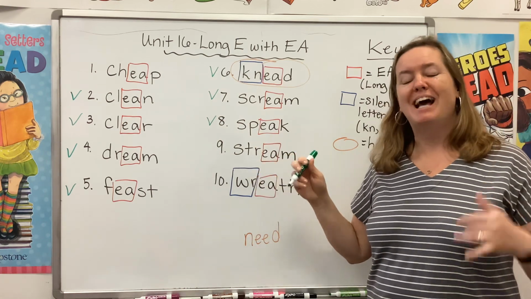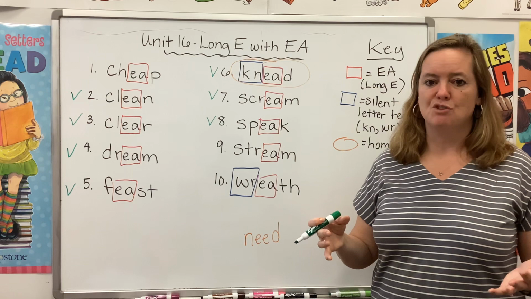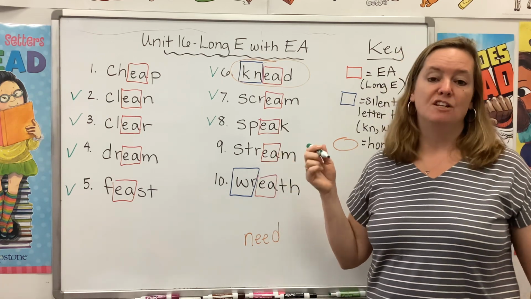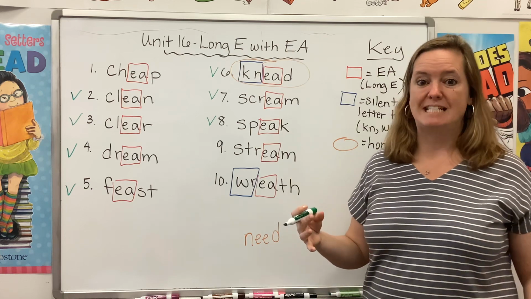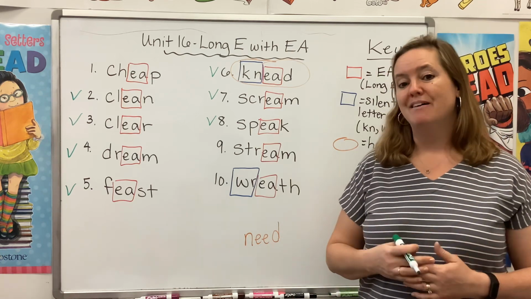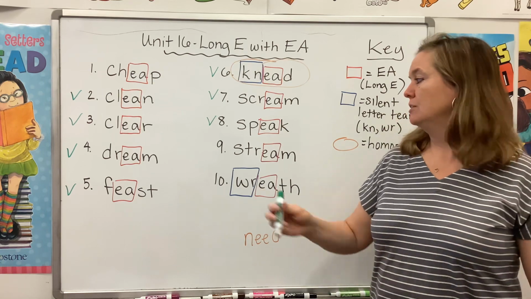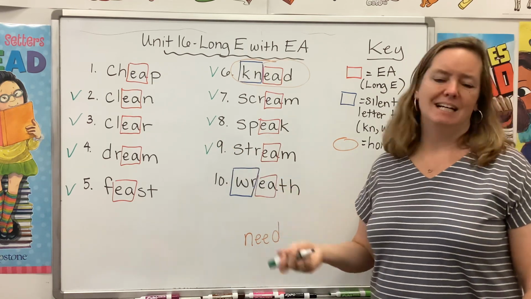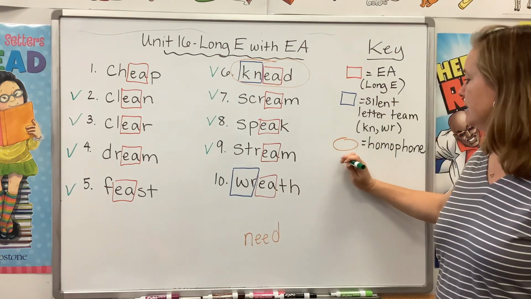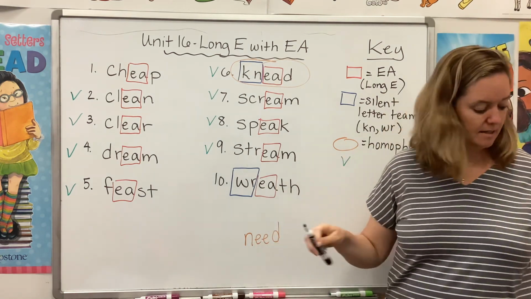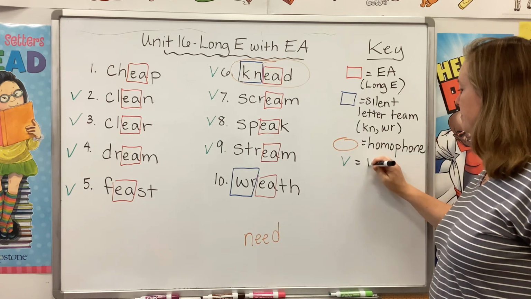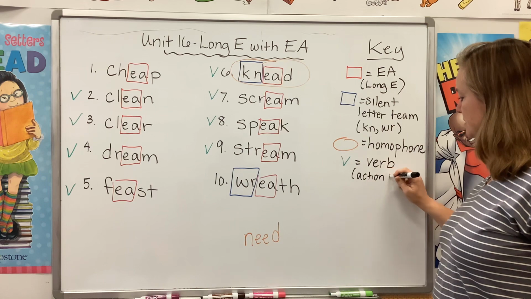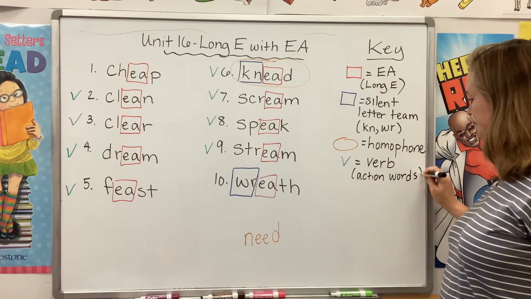Stream, when I was a kid, there was only one kind of stream, and that was like a small river. But now, this is something we can do with our TVs, our computers, and our tablets, right? We can stream videos, we can stream shows. So that is a verb, but we can't wreath. So over here, V equals verb, and verbs are action words, things we do.